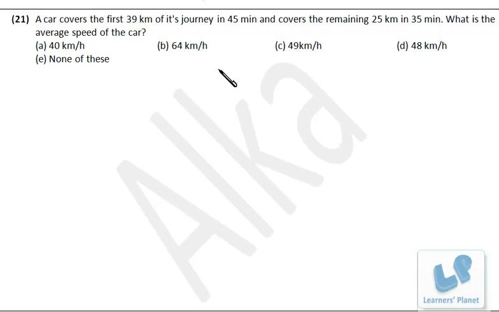Average speed is actually total distance by total time, right? So total distance is 39 plus 25, that is 64. Total time is 45 minutes plus 35 minutes, that is 40 plus 30 and 10, 80 minutes. 80 minutes means 60 minutes plus 20 minutes, that is 1 hour plus 20 by 60, that is 1/3 hour. So 1 plus 1/3, that is 4 by 3 hours, right? So 48 km per hour, as simple as that, right? Hardly a matter of 20 seconds.